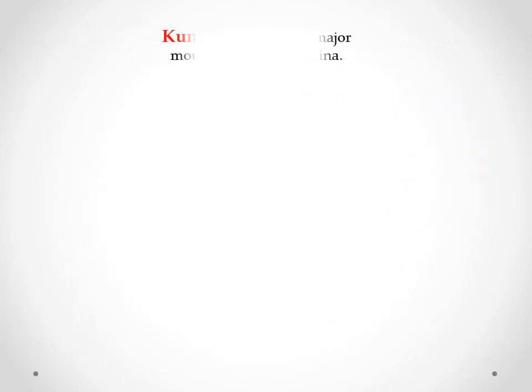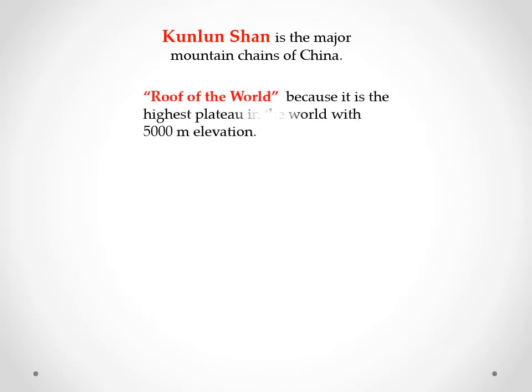Kunlun Shan is the major mountain chain of China. The Plateau of Tibet is an intermontane plateau that lies between the Himalayas and the Kunlun Mountains. It is known as the Roof of the World because it is the highest plateau in the world, with 5,000 meters elevation.